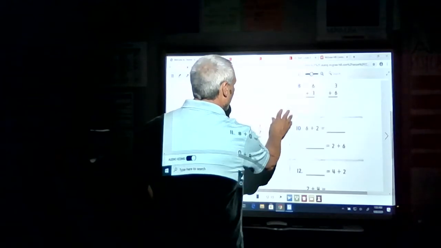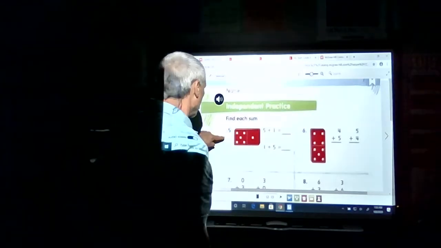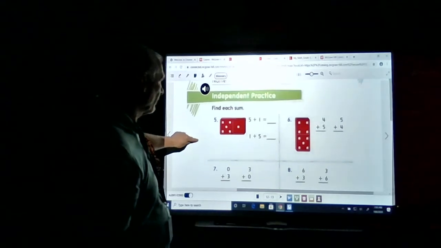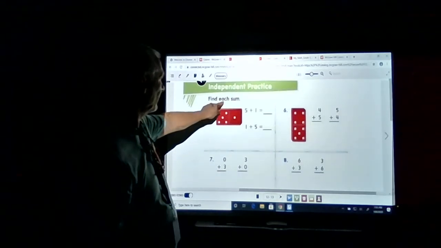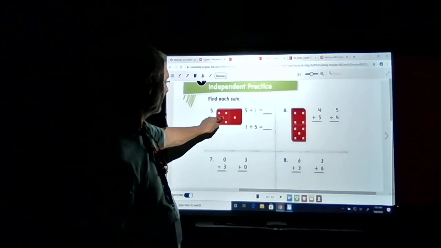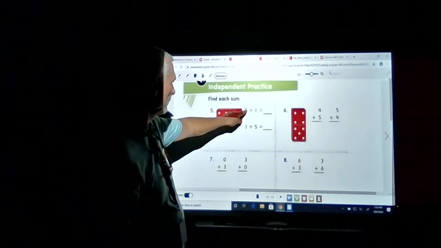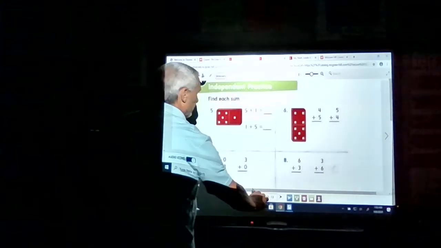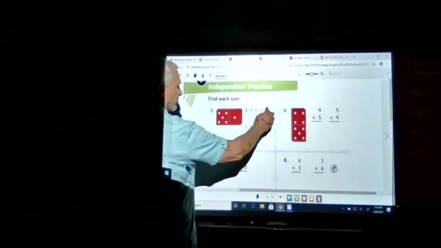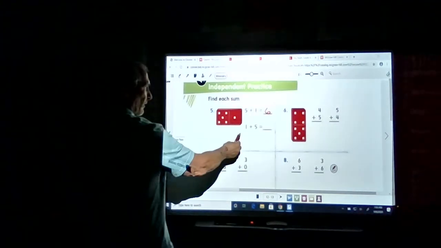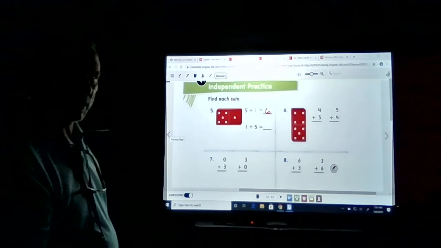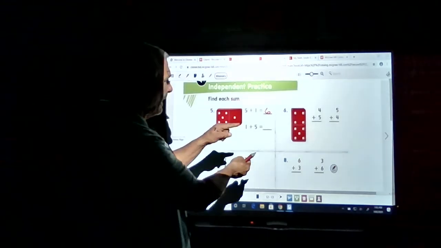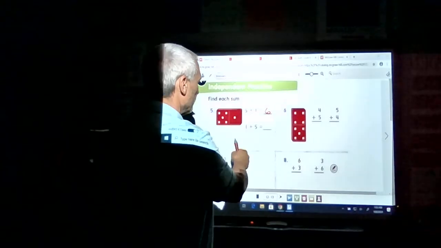Okay, slide that down. All right. Independent practice, but I'm going to help you a little bit here, all right? Find each sum. We see the die, or the domino, 5 plus 1, the 2 addends, and 5 and 1 more, 5, 6. If we flip them around, what will happen? We'll get the same answer, because no matter which way you add, you'll still get the same sum.